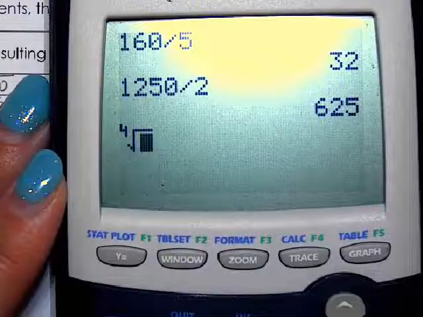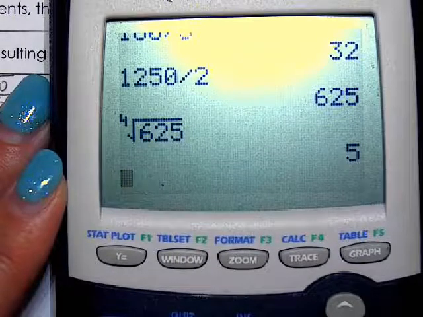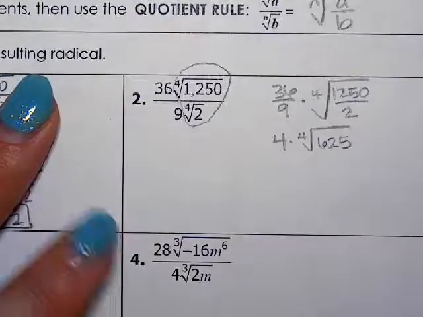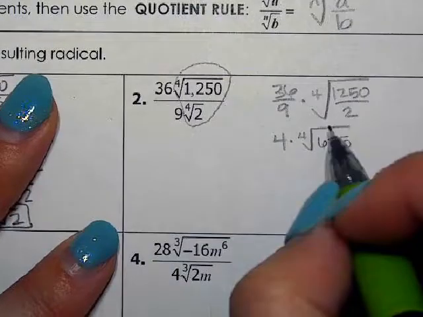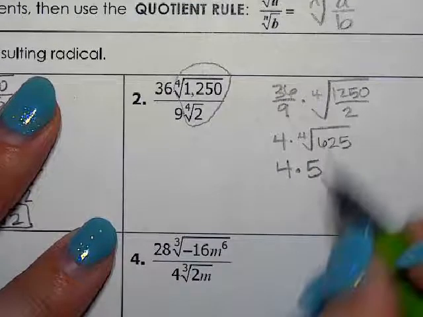So the 4th root of 625, don't worry, I'm sure we'll do that again in the notes, and if not, I'll come back to it. So the 4th root of 625 is 5. So this is 4 times 5, which is 20.